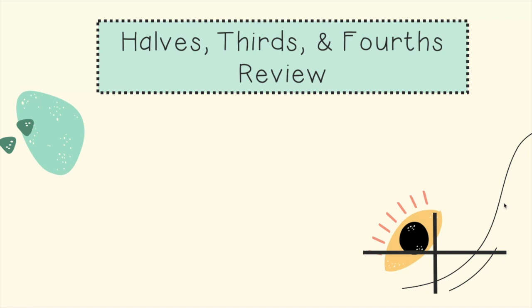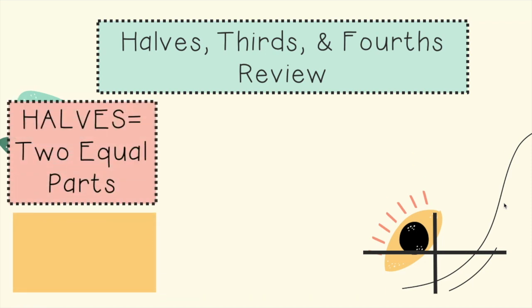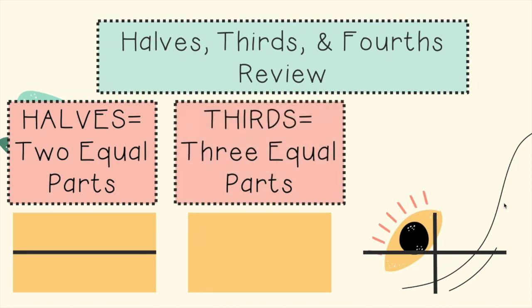So we've learned what halves, thirds, and fourths mean, but let's review. Halves equals 2 equal parts. So if I have this rectangle, I can draw a line horizontally to create 2 equal parts. You can also draw lines vertically or diagonally, but here I'm just going to use horizontal lines. Thirds means 3 equal parts. So I have the same shape, which is a rectangle, but this time I'm going to use vertical lines to create 3 equal parts. You can also use horizontal lines, but here I'm using vertical lines.